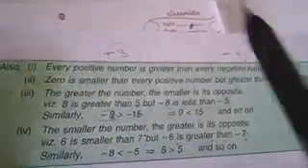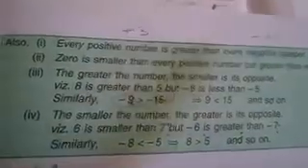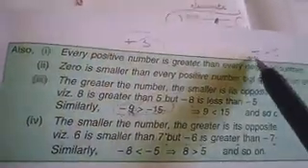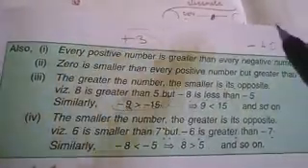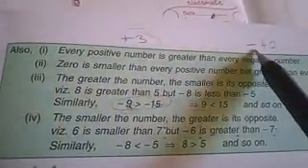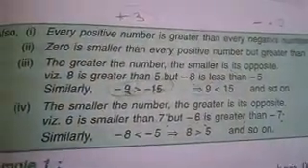Every positive number is greater than every negative number. Means if we take any kind of positive number and compare it with a negative number, we will always see that the positive number is greater. For example, plus 3 and minus 40. Plus 3 will always be greater than negative 40. So when we compare a positive integer with a negative integer, the positive integer will always be greater.